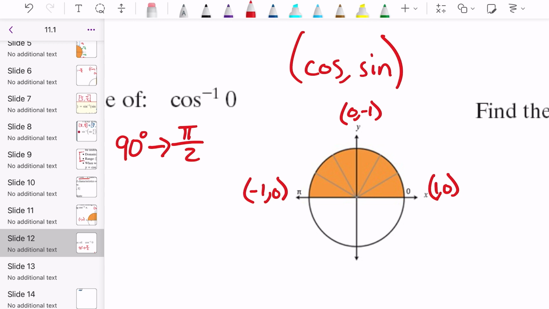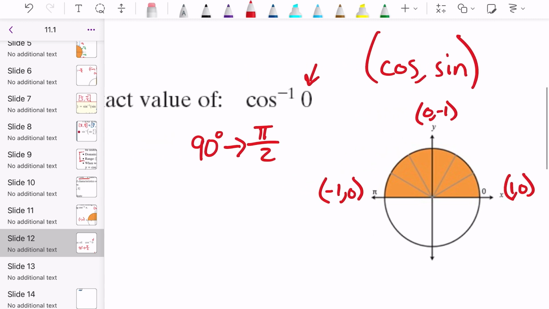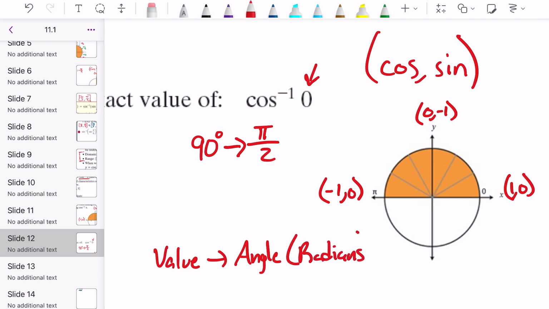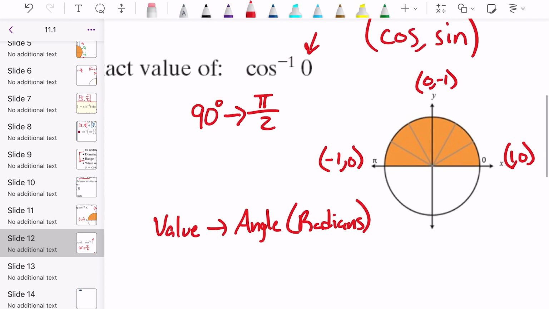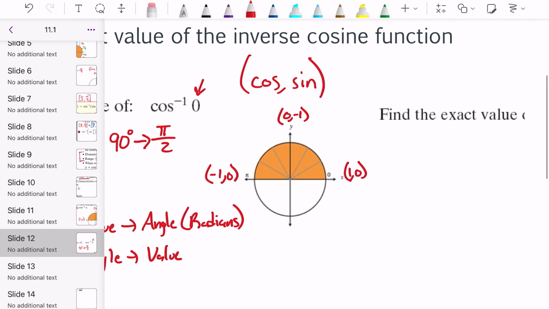Remember, when the value is given for our x, we are going to go ahead and find the angle in radians. Now, in the case that the angle in radians was given, we would go ahead and find the value. Let's go ahead and take a look at the right side.